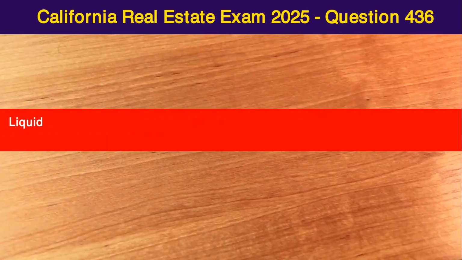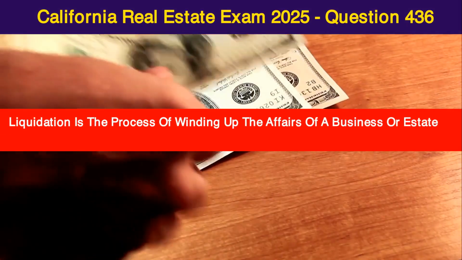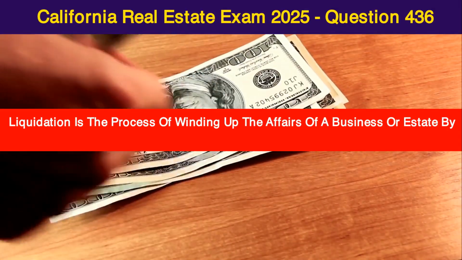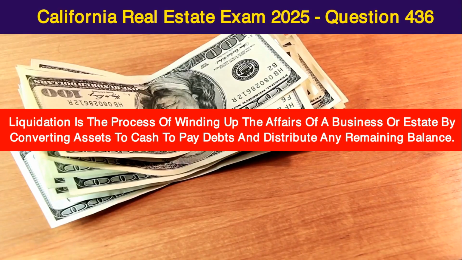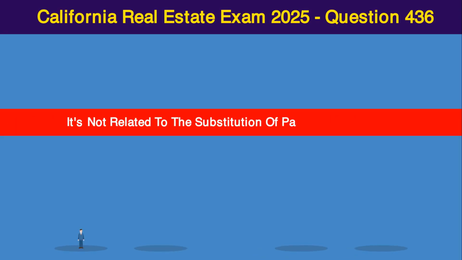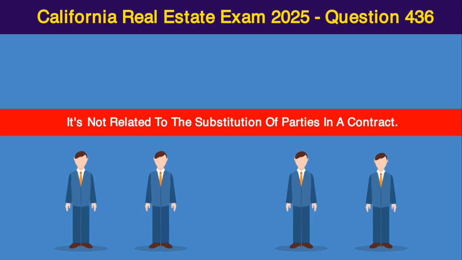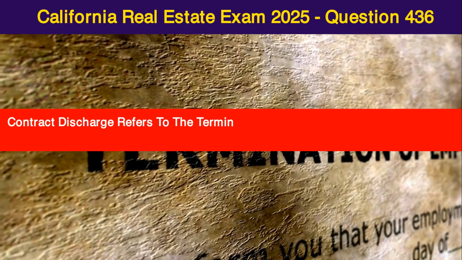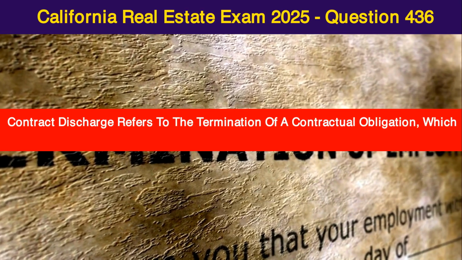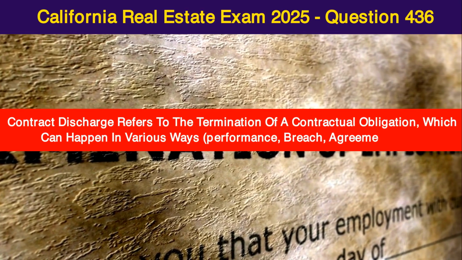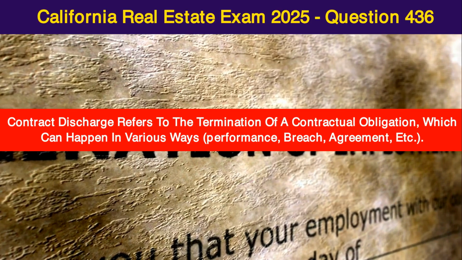Assignment. Liquidation is the process of winding up the affairs of a business or estate by converting assets to cash to pay debts and distribute any remaining balance. It's not related to the substitution of parties in a contract. Contract discharge refers to the termination of a contractual obligation, which can happen in various ways: performance, breach, agreement, etc.